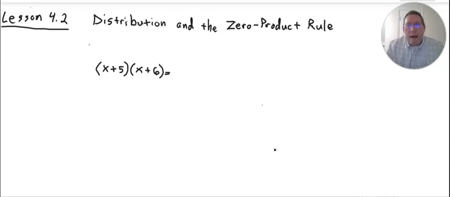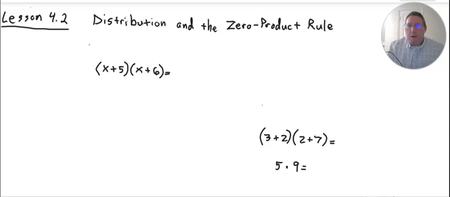Let's say that we had 3 plus 2, that's 5, times 2 plus 7, which is what we had before, right? We had 5 times 9. Oops, hang on a second. Let's undo that. 2 plus 7. There we go. So essentially what we have here is 3 plus 2 is 5 times 2 plus 7 is 9. So we know that the answer is going to be 45, okay?